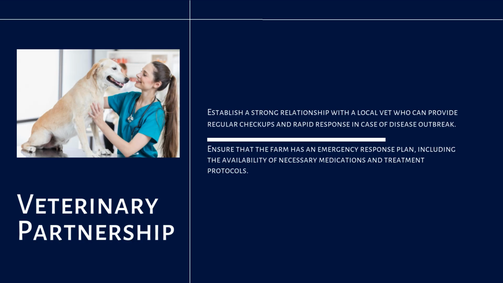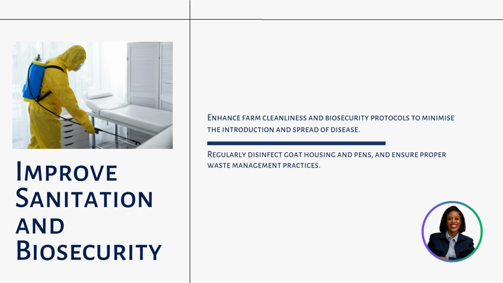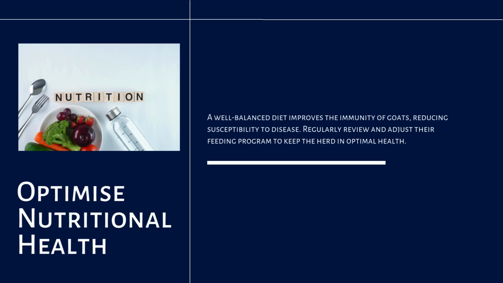Then you probably want to explore veterinary partnerships. You want to establish a strong relationship with a local vet who can provide regular checkups and rapid response in case of disease outbreak. Ensure that the farm has an emergency response plan, including the availability of necessary medicine and treatment protocols. You want to improve the sanitation and biosecurity. So you want to enhance the farm's cleanliness and biosecurity protocols to minimize the introduction and spread of disease. You want to regularly disinfect goat housing and pens and ensure proper waste management practices.